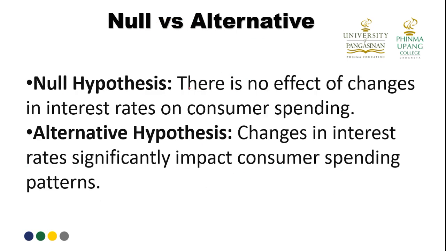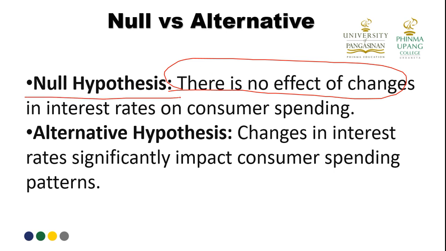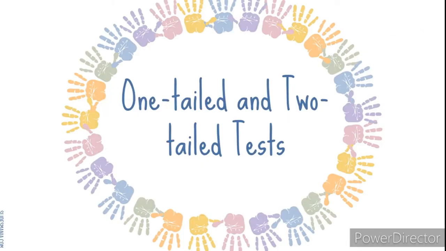Another example, again, there is no effect of changes. Automatic po na null yan. And alternative naman ng kanyang statement for the null, changes in interest. So, parang kinokontra niya yung null hypothesis, and that will be alternative hypothesis. As simple as that. Okay? Ganyan lang po kasimple. Next.